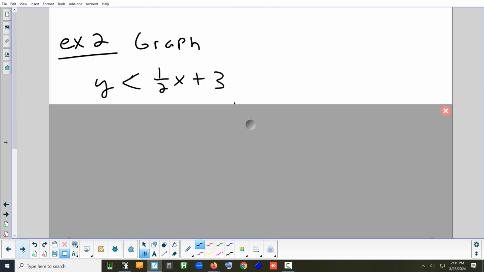All right, so let's see if we can do it. All right, it says to graph y is less than 1/2 x plus 3. Okay, so on the back of your guided notes, flip it over. Example 2 is in the upper right.